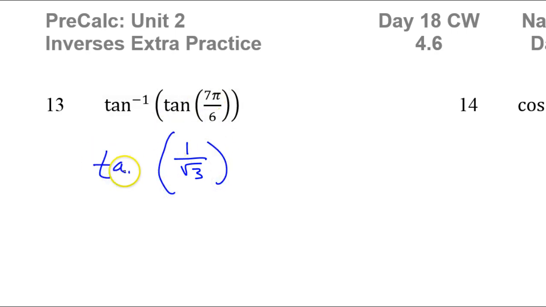Now we need to do the inverse tangent of this. Well, inverse tangent is just an angle. It's the angle whose tangent is 1 over radical 3. And again, we have memorized that the tangent of pi over 6 is 1 over radical 3. So the answer is simply pi over 6.